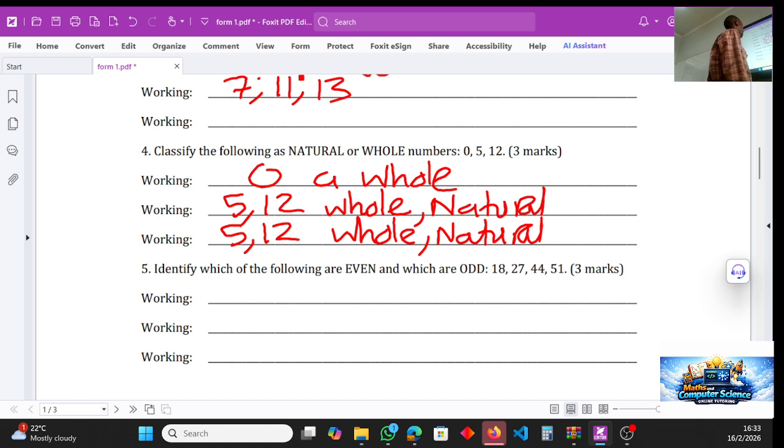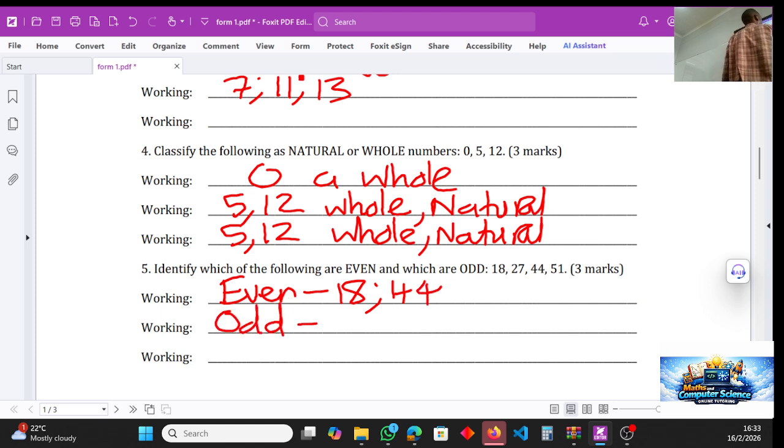Now, moving ahead, we are required to identify which of the following are even and which are odd. Even numbers are divisible by 2 without leaving a remainder. So I can start by targeting even numbers, which are multiples of 2: 18 and 44. Then the remaining should definitely be odd, which are 27 and 51.